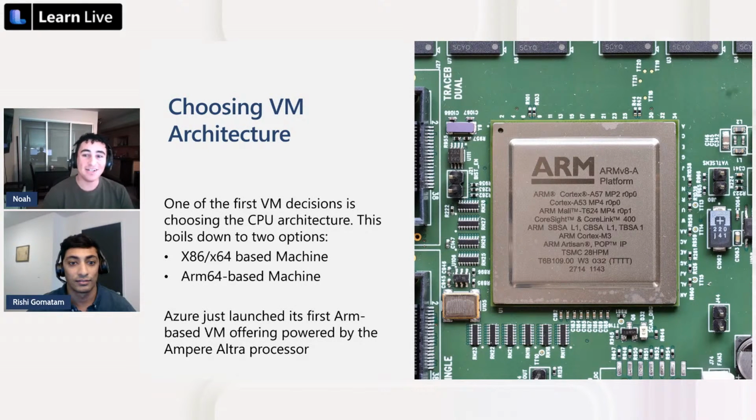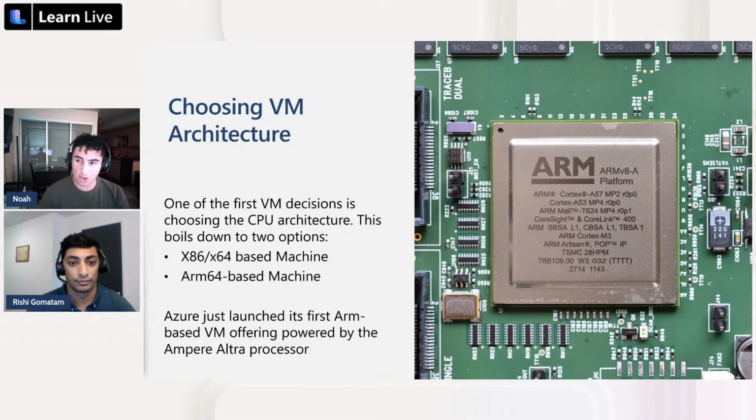Thanks, Rishi. Yeah. So one of the first decisions that you're going to have to make when you are choosing your virtual machine is the CPU architecture. So in Azure, we have two options. We have x86 and our newer ARM64. Most of you are probably familiar with x86 based CPUs. They're in most laptops today. In Azure, we have both AMD and Intel CPUs powering our general purpose machines. And then on the ARM side, we've recently introduced our ARM-based VMs in Azure.